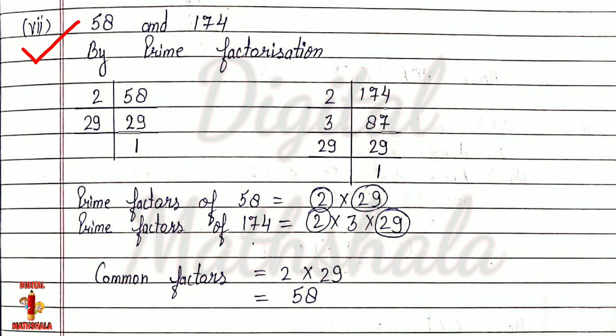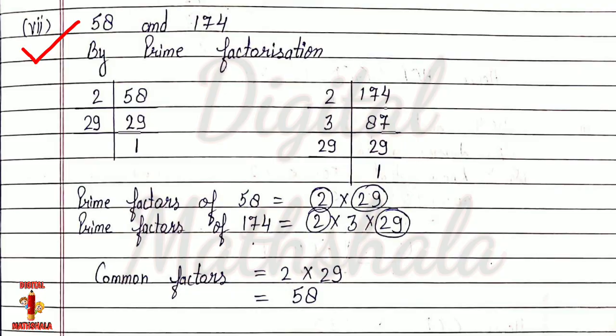So here we are having the prime factors of 58 as 2 into 29, and the prime factors of 174 as 2 into 3 into 29. So in the common factors we can see only two numbers, that are 2 and 29. After multiplication we are having 58. So now we can say that the HCF of 58 and 174 is 58 only. I hope you understood this.